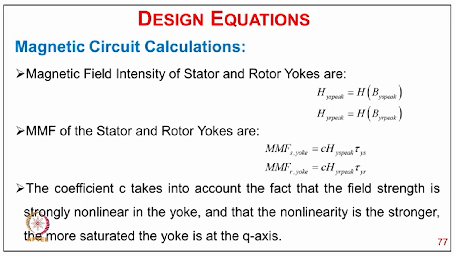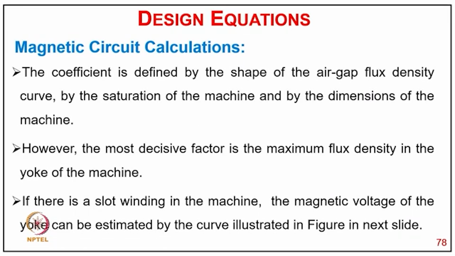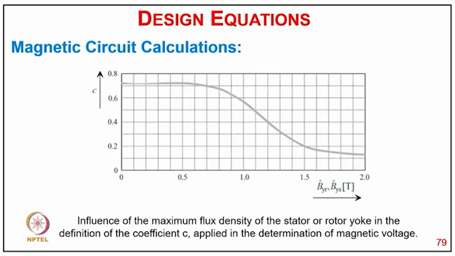The coefficient C takes into account the fact that the field strength is strongly nonlinear in the yoke, and that the nonlinearity is stronger the more saturated the yoke is at the Q axis. So the coefficient is defined by the shape of the air gap flux density curve, by the saturation of the machine, and by the dimensions of the machine. The most decisive factor is the magnetic flux density in the yoke of the machine. If there is a slot winding in the machine, the magnetic voltage of the yoke can be estimated by the curve illustrated in the figure. This shows the coefficient C against the flux density in the yoke for stator and rotor, and how this coefficient C is really affected.